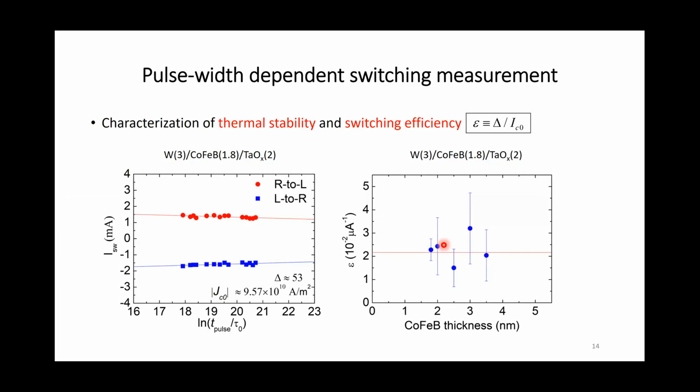Okay. So actually, on the right panel, you show the cobalt iron boron thickness dependence. So you show almost a constant epsilon, right? So it means that the switching current will increase almost linearly with the cobalt iron boron thickness. Do I understand correctly? Yeah, if you think that the thermal stability is a constant, of course.